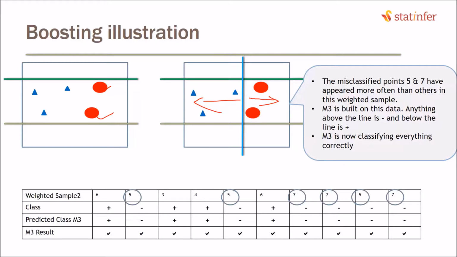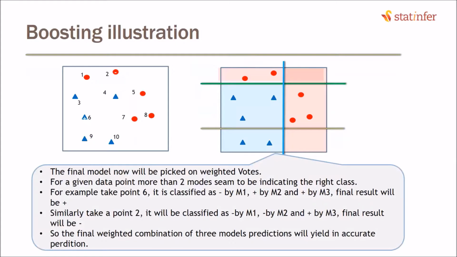Now everything is classified correctly, we don't need to do further weighted sampling or anything. So we built 3 models, that is M1, M2 and M3. The 3 models together are giving the final result, and the final model will be picked based on weights. For a given data point, more than 2 models seem to be indicating the right class.